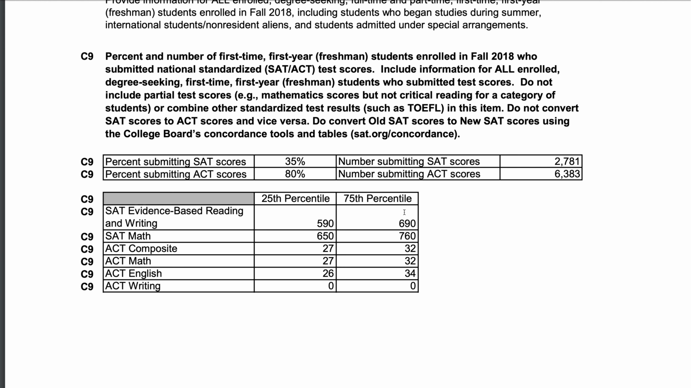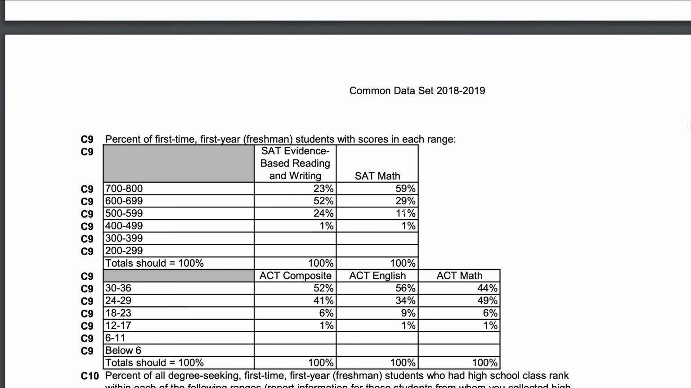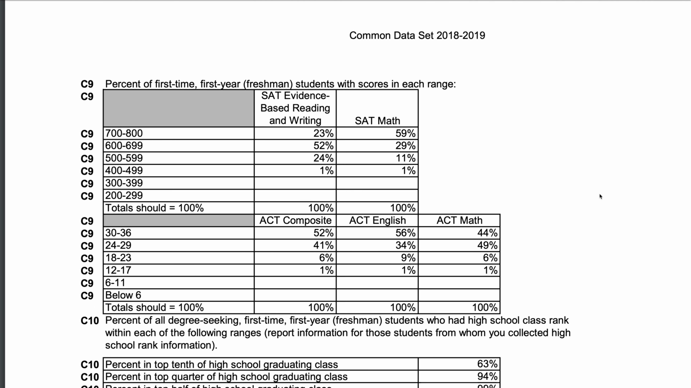Now, here's very interesting data. This is data which is absolute gold, folks. You don't get this data easily on the internet. So here's the data about how the first year, first time student scores are broken in. So 23% of them were in the 700 to 800 category in SATs. 52% were in the 600 to 699. Again, you can stop this video and check it out. You can also check it out for the ACTs.